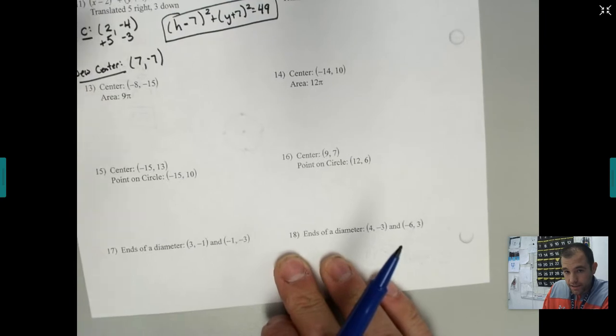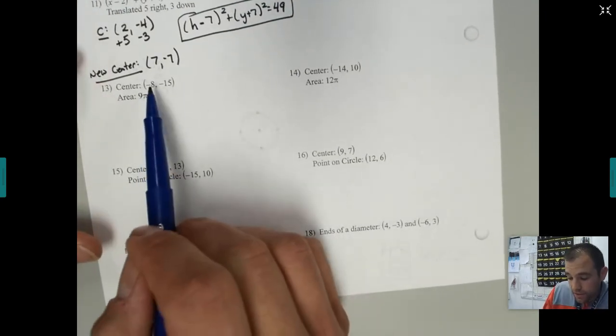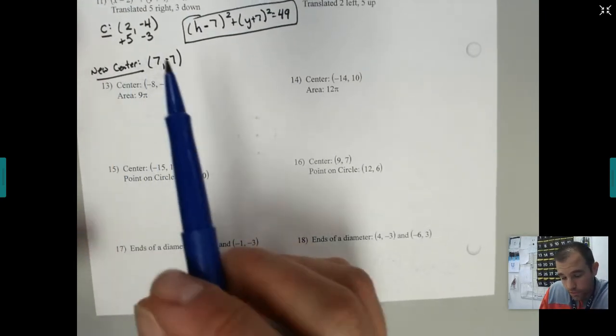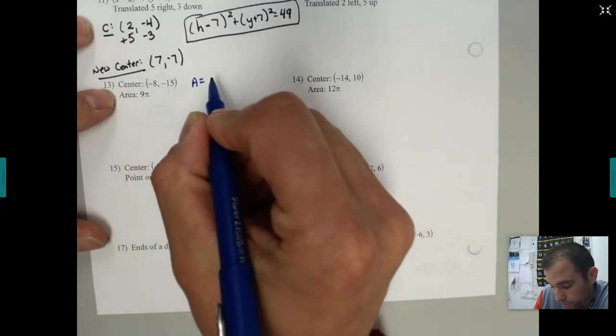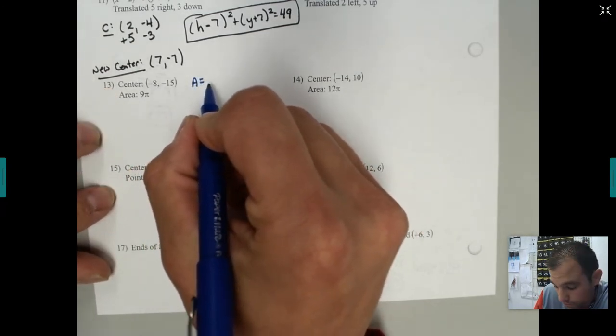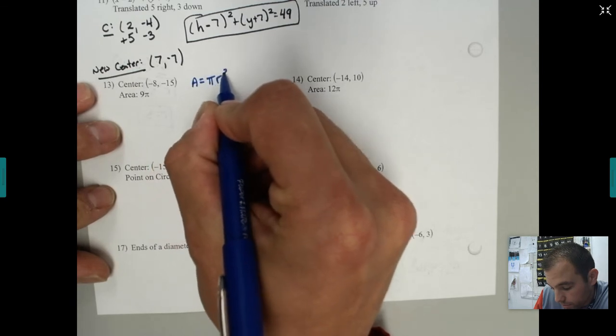All right, the next one is the area. So now we're given the center and the area of a circle. Okay, there's a couple of things you'll want to know for this. One is the formula for a circle. So the area for the formula of a circle is pi r squared.